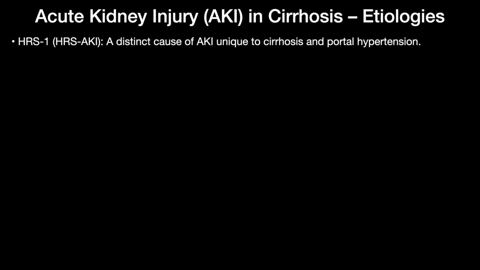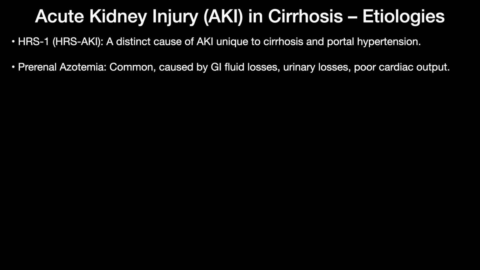Now coming to what are the possible etiologies of acute kidney injury in patients of cirrhosis. First, the most common diagnosis that we make is HRS1, that is HRS-AKI, which is a distinct cause of AKI which is unique to cirrhosis and portal hypertension. You can have prerenal azotemia, which is again very common in these patients. It can be caused by GI fluid losses, urinary losses, poor cardiac output.